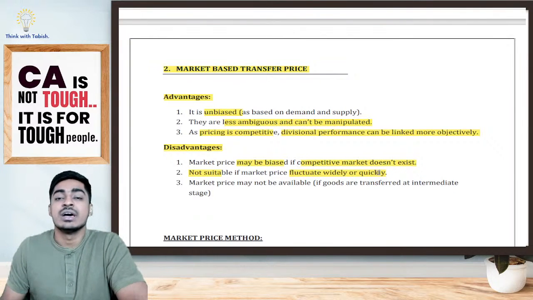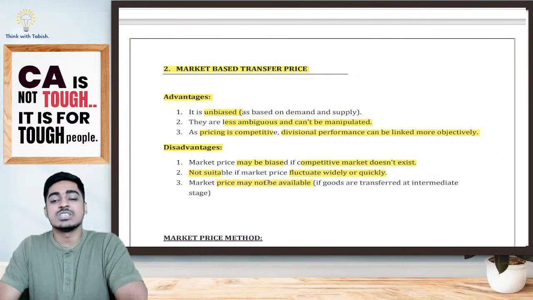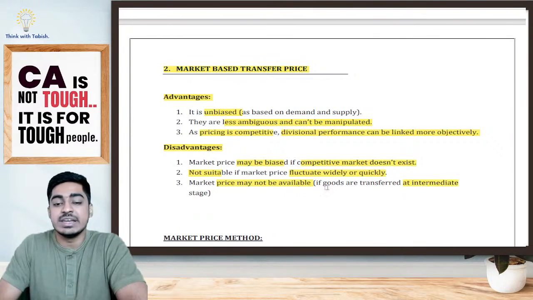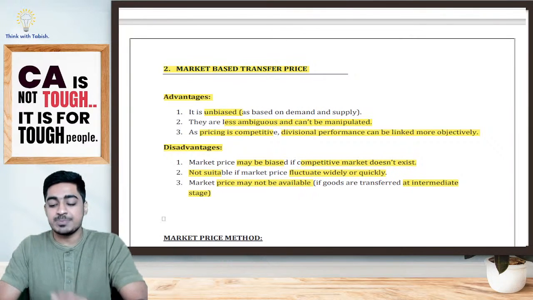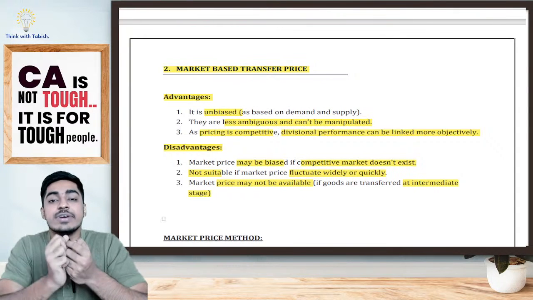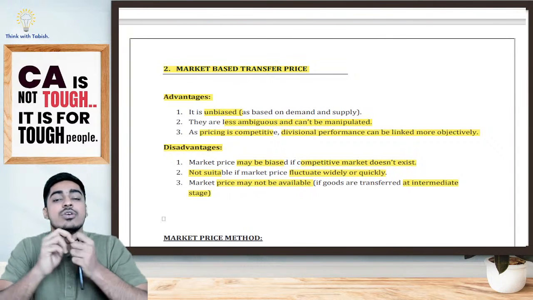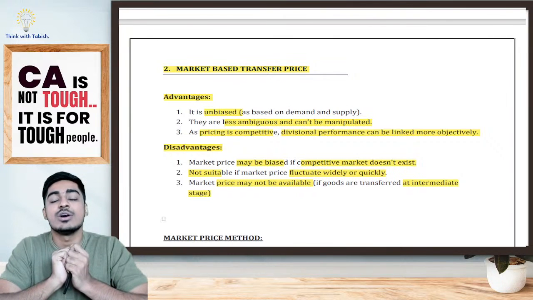Then this is not relevant. It will not be appropriate. Sometimes market price may not be available. Suppose goods transferred are at an intermediate stage. Suppose to manufacture a pen, we are transferring this nib. This nib we are not selling outside anywhere. Nobody is selling the nib on a standalone basis. They are only selling the pen. So market price itself will not be available. How do we use them?